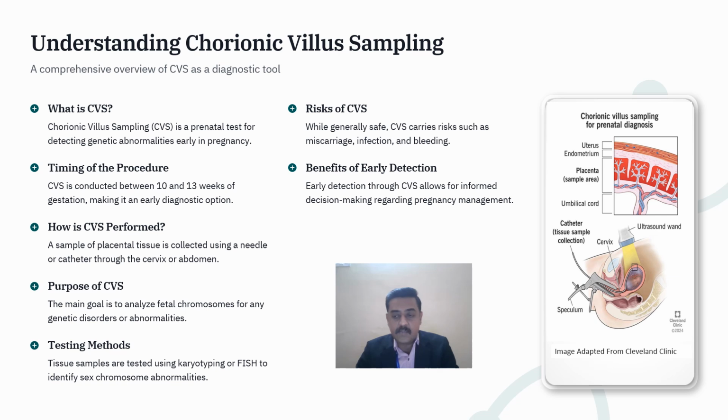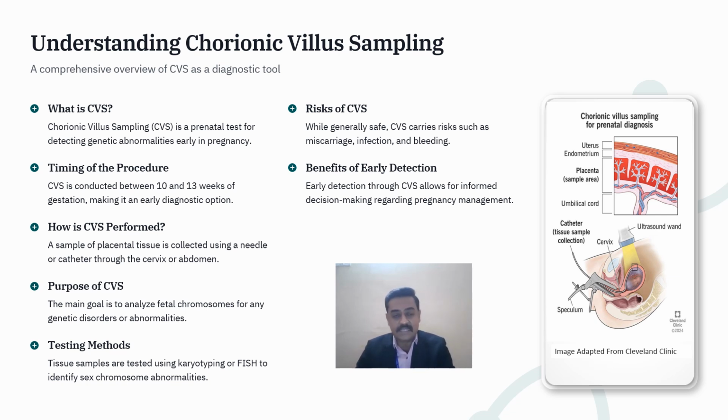We have seen the importance of a postnatal diagnostic technique. Now let us see the importance of a prenatal diagnostic technique, which is called chorionic villus sampling. This is a prenatal test for detecting genetic abnormalities as early as in pregnancy, and it is conducted anywhere between 10 and 13 weeks of gestation, making it an early diagnostic option.